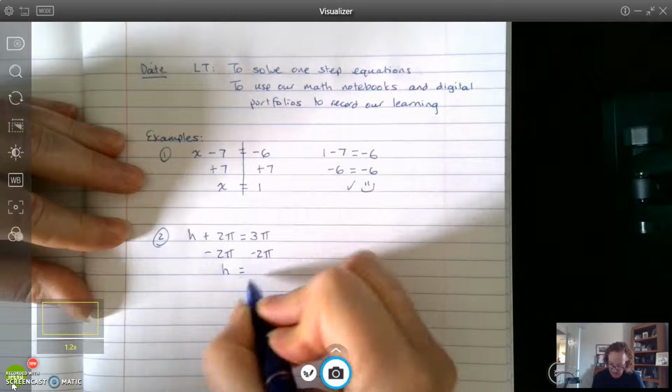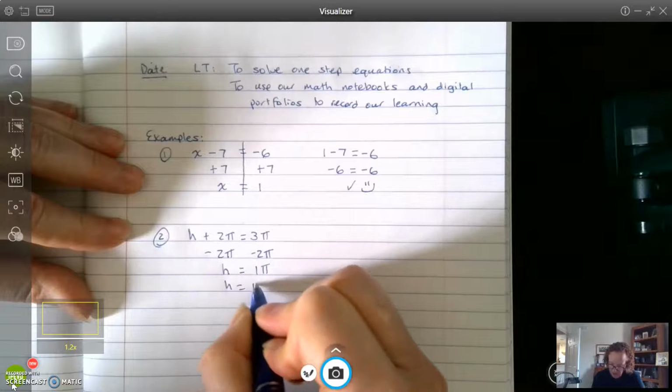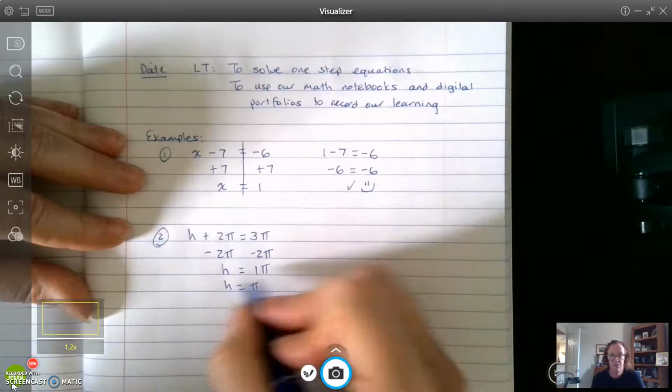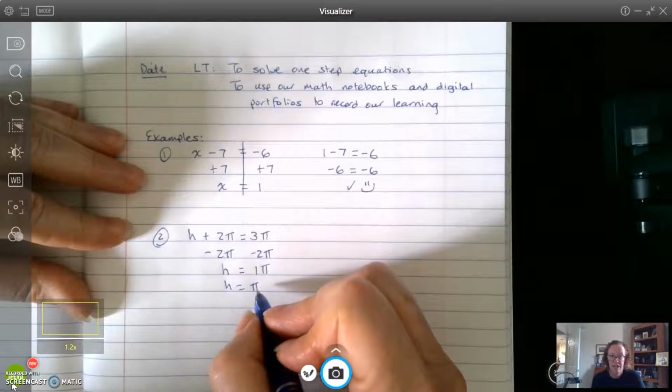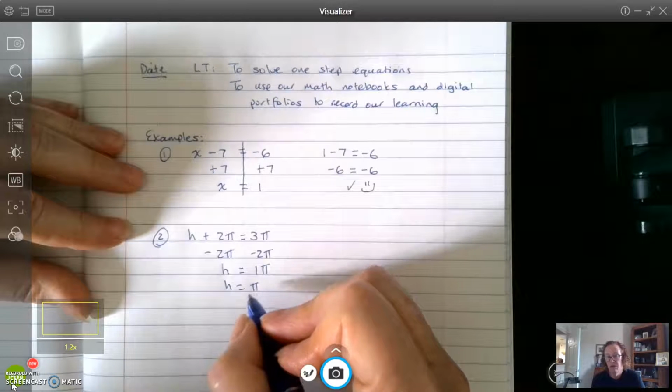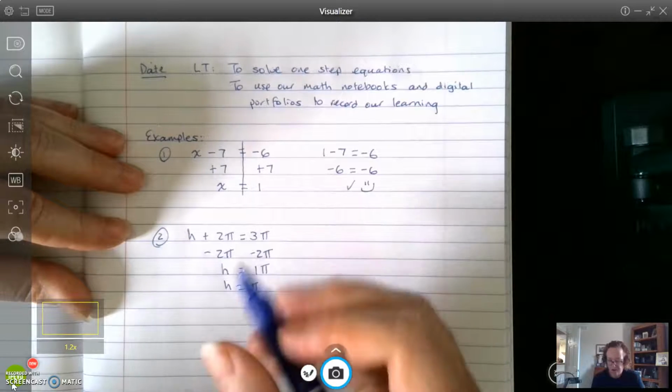So on this side I end up with h, and on this side I end up with 1 pi, or simply pi. And most of the time when we're working with algebraic equations, we can leave it in terms of pi. So I never have to write 3.14 unless it's a word problem, I want an exact number. I can leave it almost always in terms of pi.